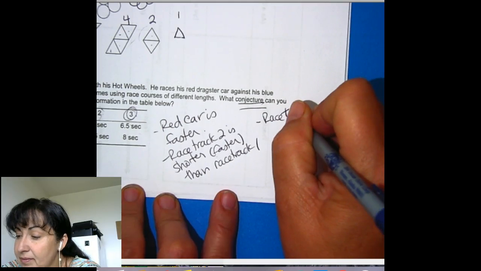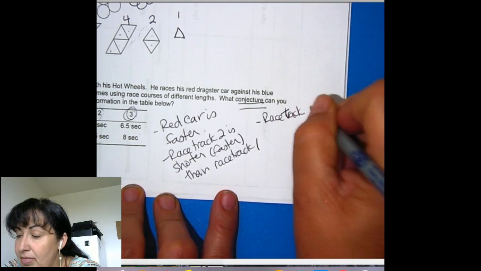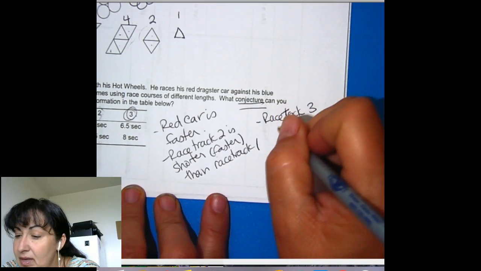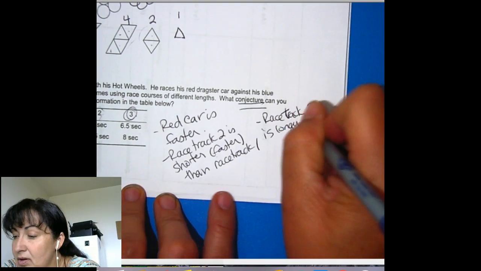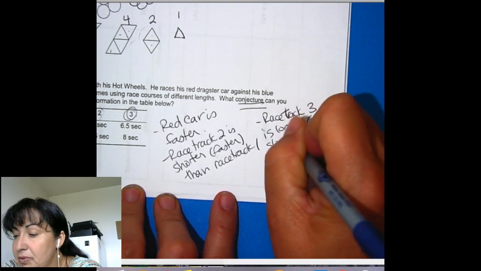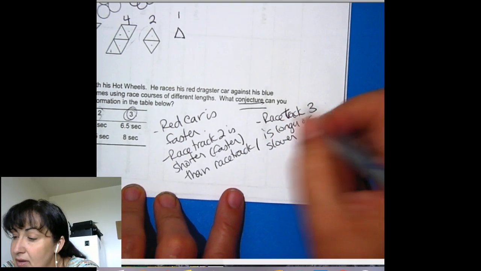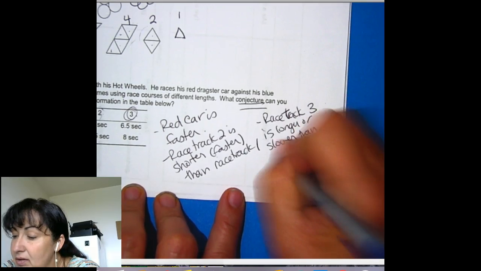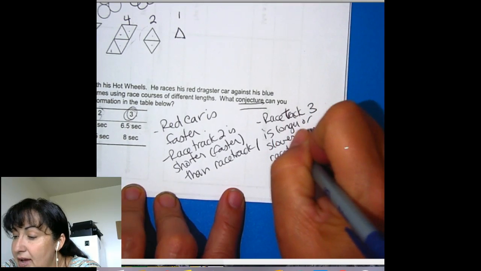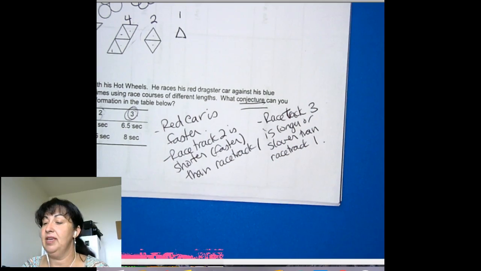racetrack 3 is longer or slower, because both cars had a slower time. So longer or slower than racetrack 1. Okay, so my 3, and I apologize for that handwriting, that was pretty bad.